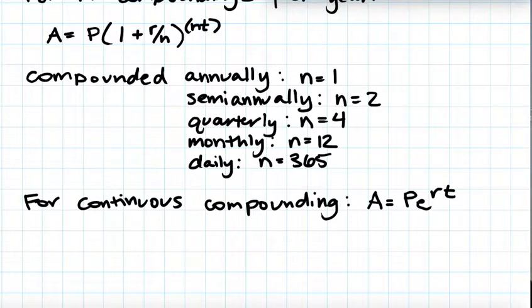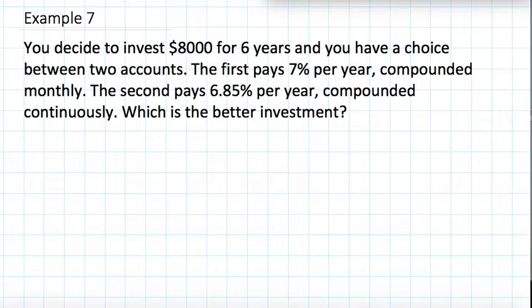So we're going to look at example 7. It says you decide to invest $8,000 for 6 years and you have a choice between two accounts. The first pays 7% per year compounded monthly, the second pays 6.85% per year compounded continuously. Which is the better investment? So we need to calculate the amount earned in both accounts and then compare them. So we're going to start with the 7% compounded monthly.